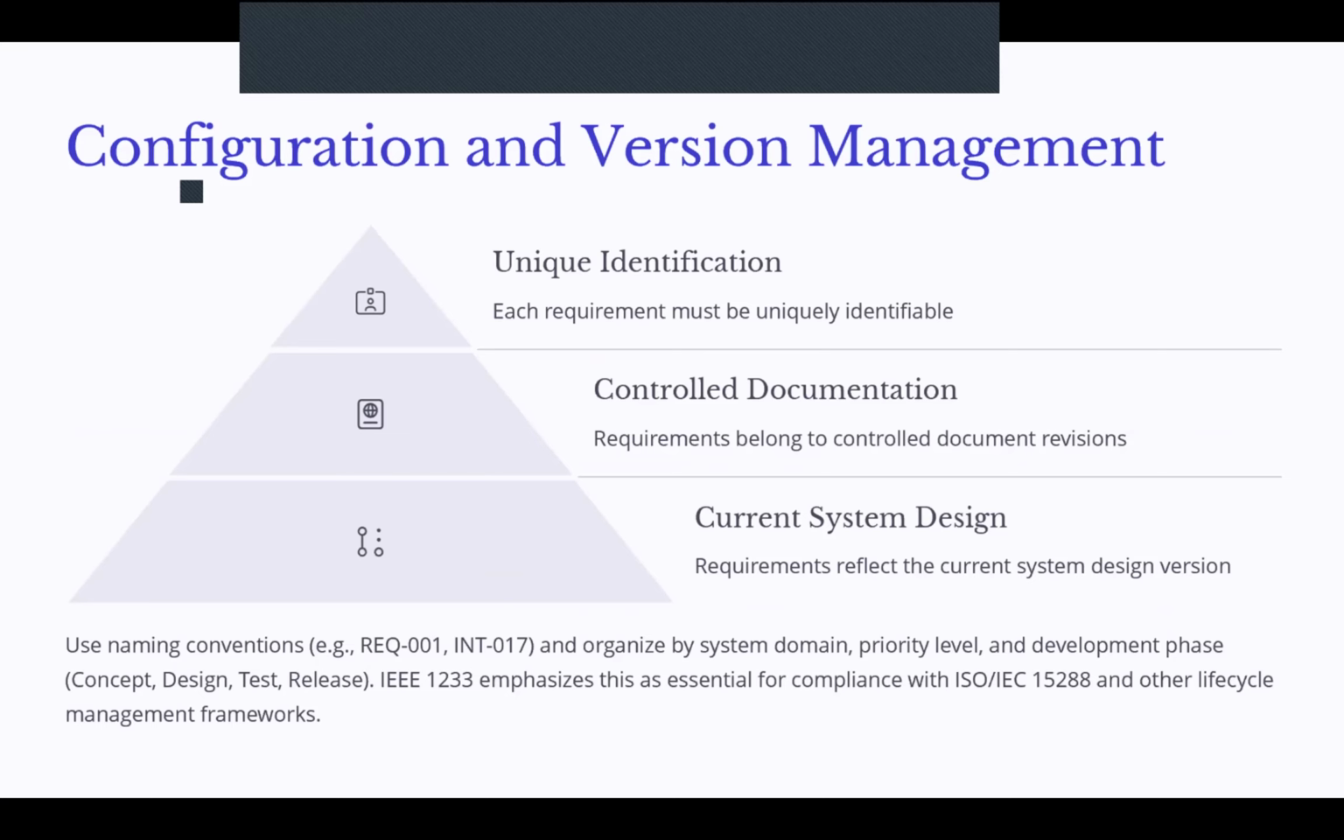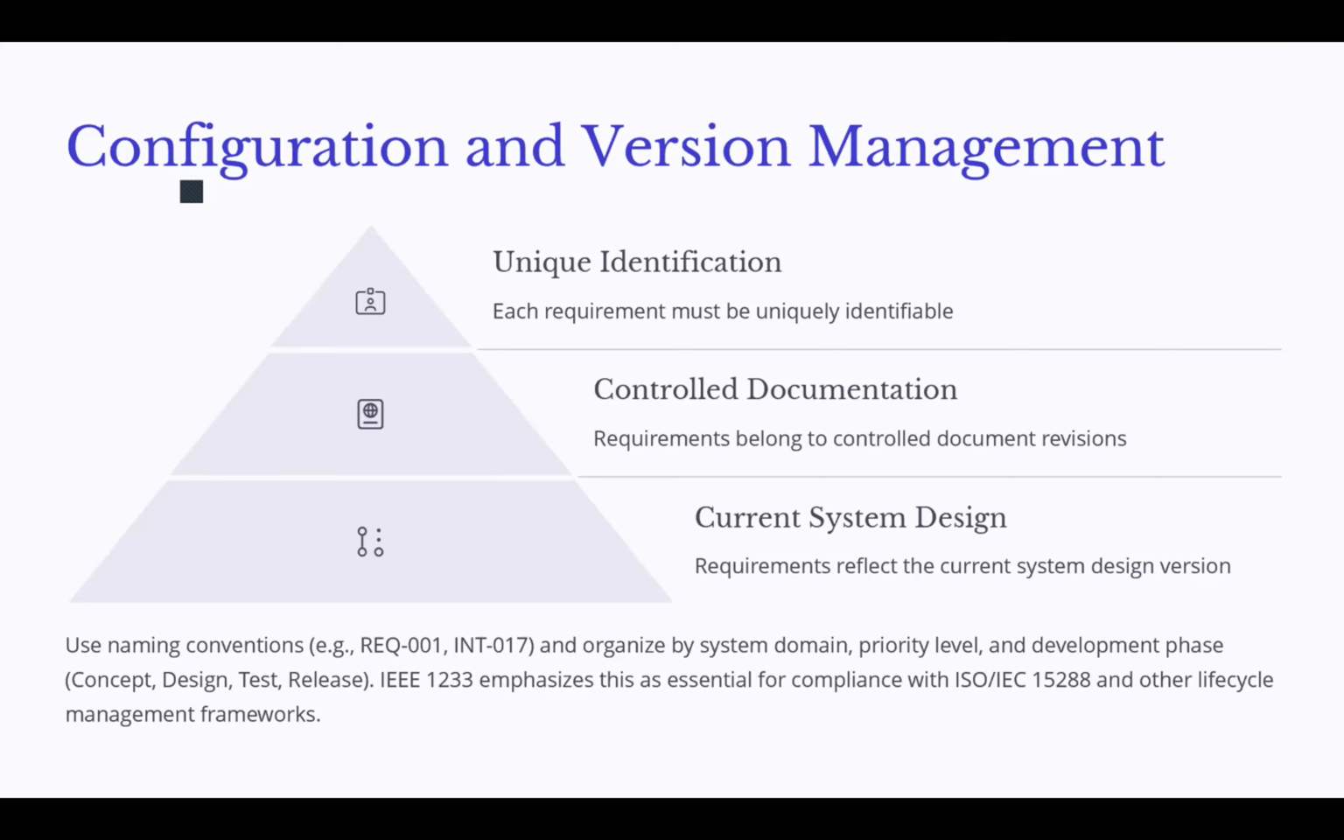Now, how we could apply configuration and version management into our system. First of all, as we said, we have to have a unique identification. Each requirement must be coded uniquely. We have to have a control documentation. So requirements belong to control documentation revisions. Okay. And all the requirements should reflect the current system design version. So not previous versions, the current versions.